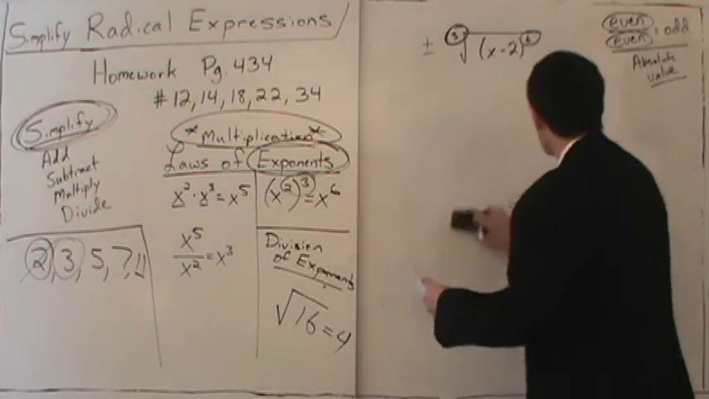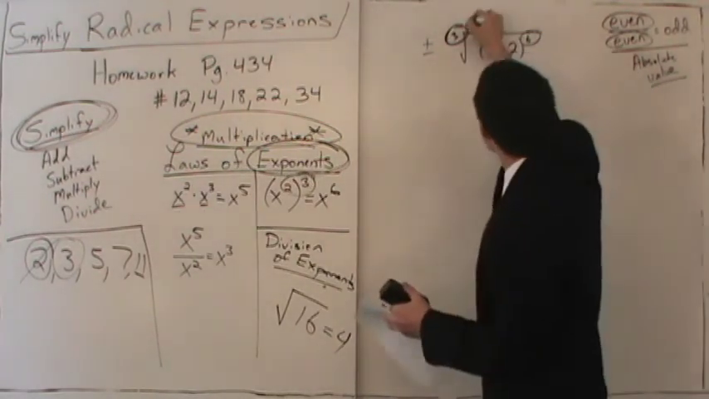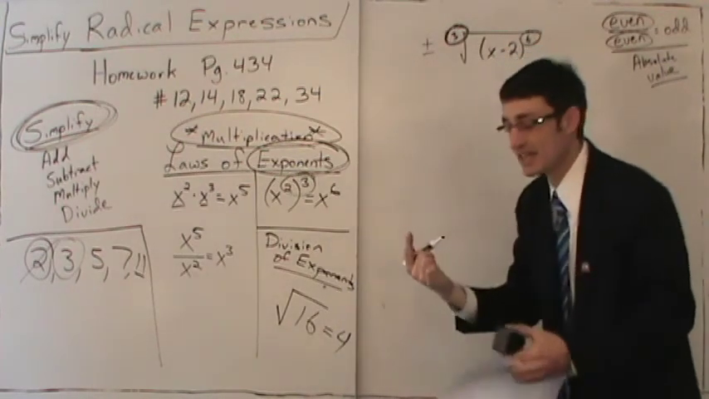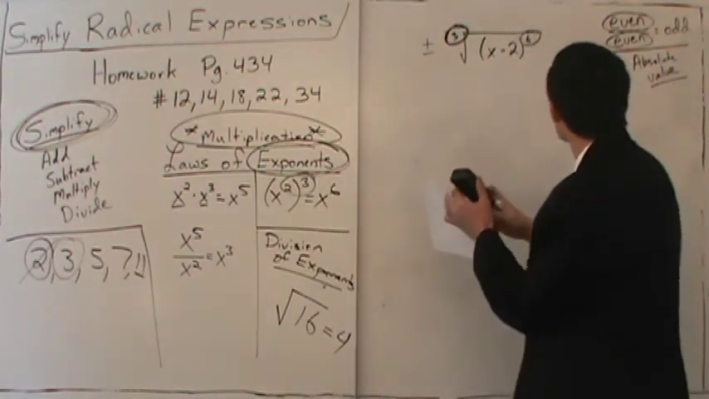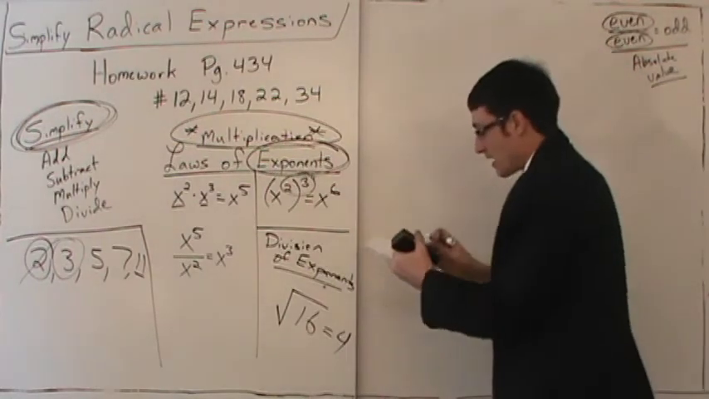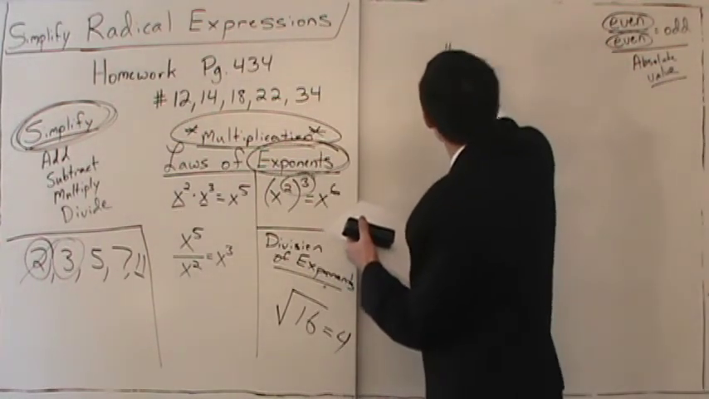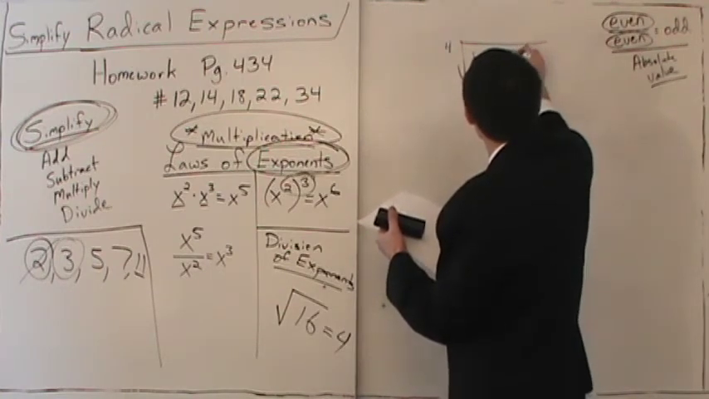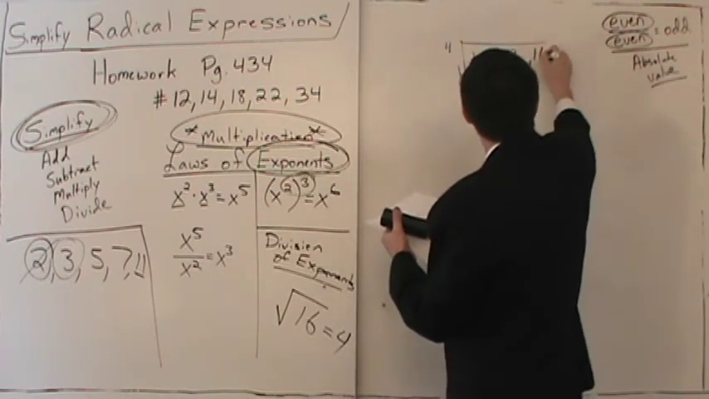Question again. Do we worry about absolute value when we have an odd index? No, we don't. Okay, we worry about absolute value when we have even index. So let's look at the next example. Fourth root of 16 x to the 12th y to the 16th power.